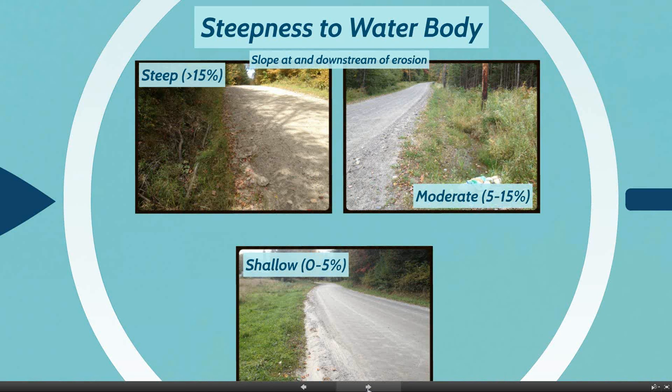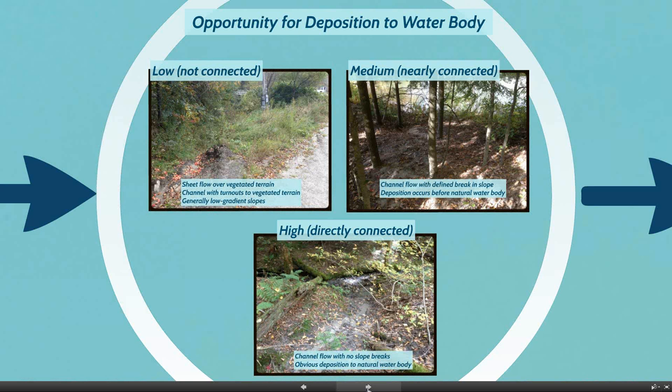You have visual keys where you can actually see sediment being trapped within the vegetation. Those are all examples of areas where you would have a low opportunity for deposition to the water body.